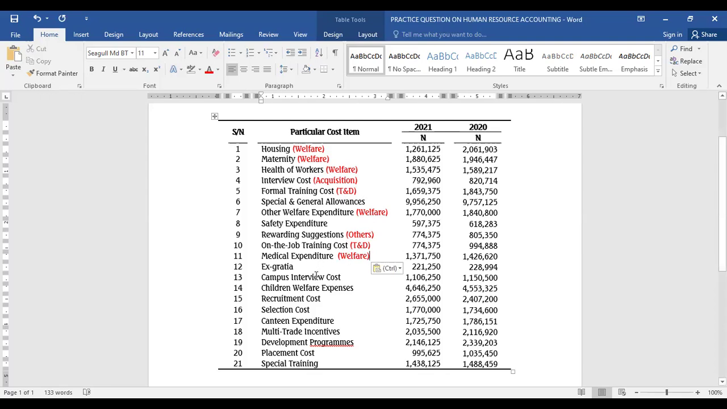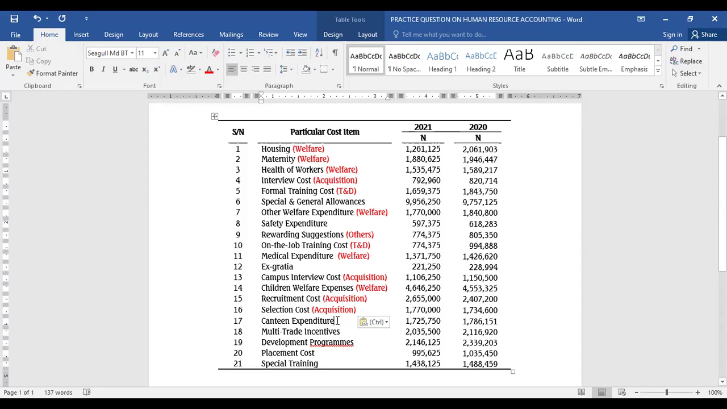Ex-gratia, only God knows what that means. Once you're not clear, you leave it. Campus interview course, so interview, that's part of the process of acquiring. So I can come here and call it acquisition. Children welfare, clearly this is welfare, no doubt about that. Recruitment cost is acquisition. No doubt about that. Selection cost, acquisition.